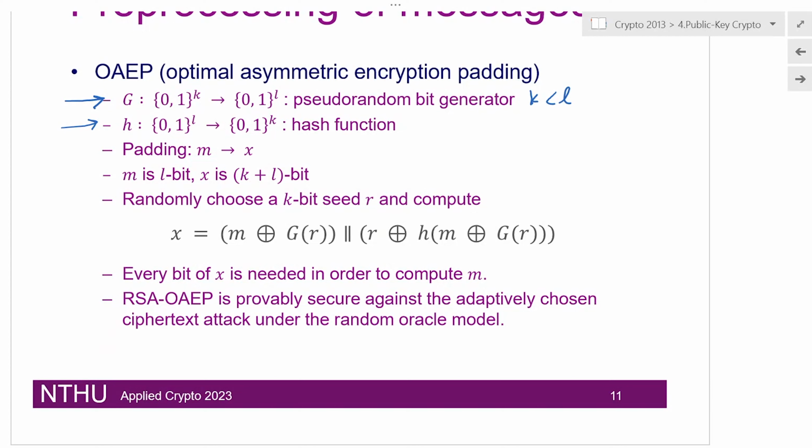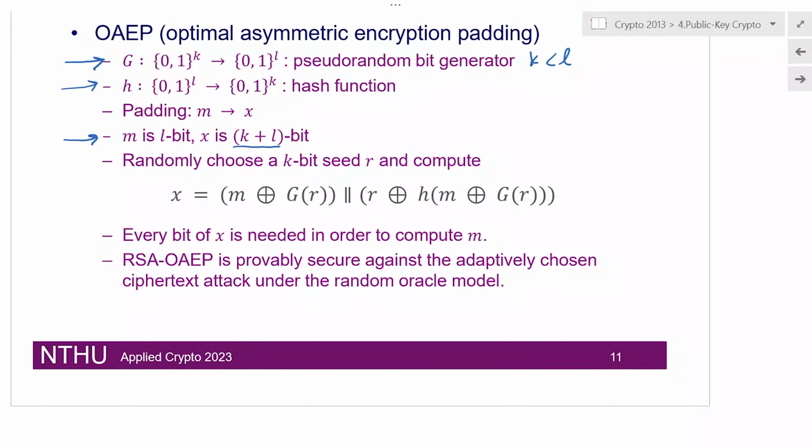So we assume that our message is at most l bits, right? So this is the restriction that we would have on M. And then after we pad our message M, which we denote as X, X is k plus l bits, right? So it means that our N of RSA should accept messages that are k plus l bits. But our actual message that we want to encrypt is a little bit smaller.